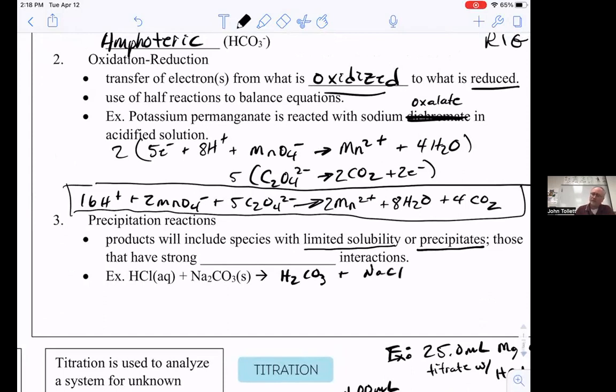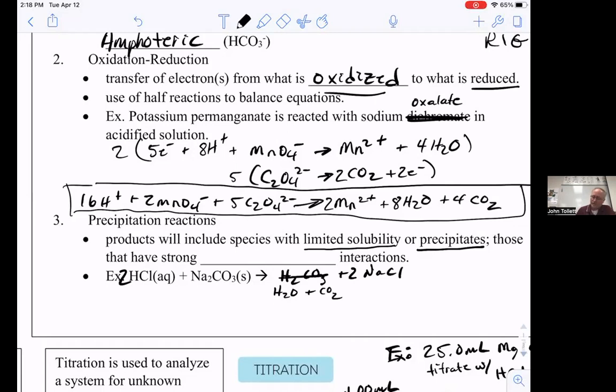And so I balance this out. I need a 2 here for my sodiums. I need a 2 here for my hydrochloric acid. H2CO3, you should know, is not going to be produced as such, but instead will produce water and CO2. And so that one is now written correctly.